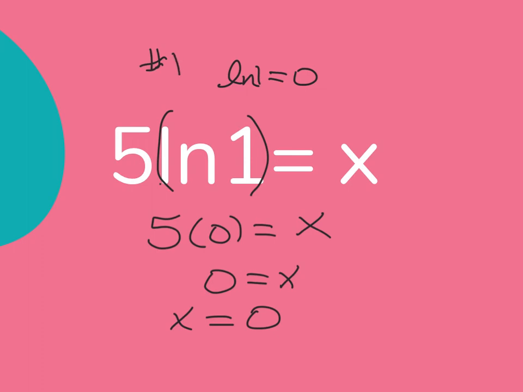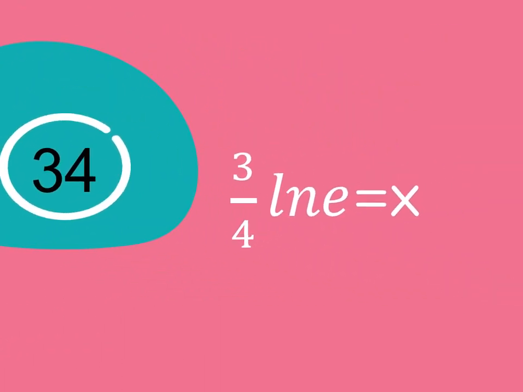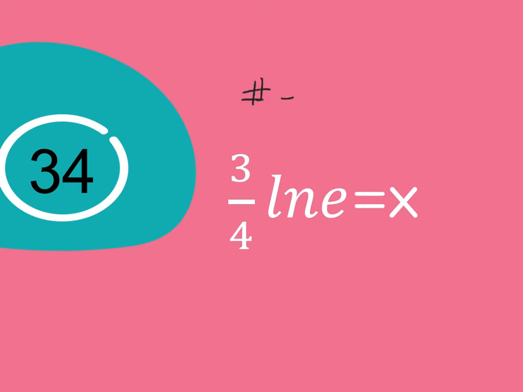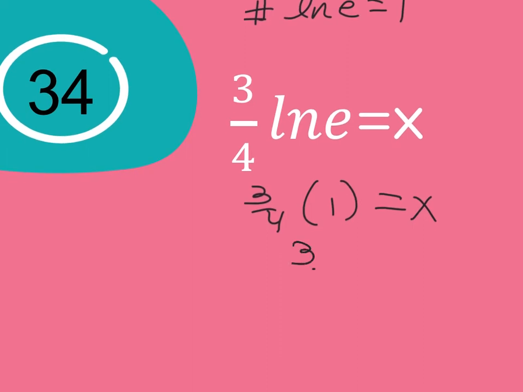For number 34, I'm going back to property number 2. Number 2 stated that ln e equals 1. So 3/4 times 1 equals x. 3/4 times 1 is 3/4. So x equals 3/4.